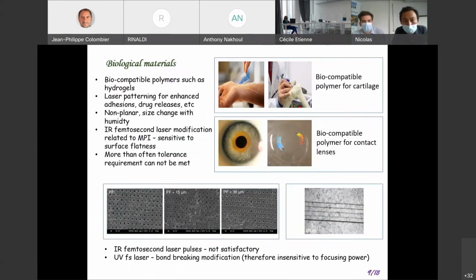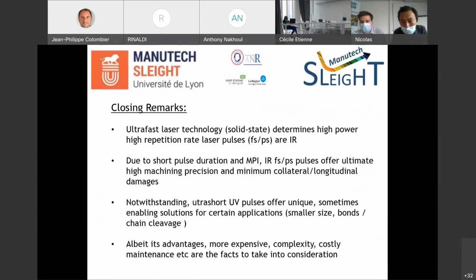And then we have biological materials such as biocompatible polymers and hydrogels. We also have advantages of deploying UV ultrafast laser pulses. Well, I think I'm running out of time, so I'm not going into details. We can have a look afterwards if this is interesting to you.